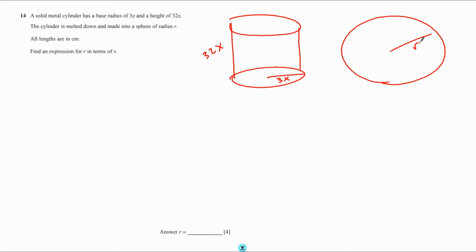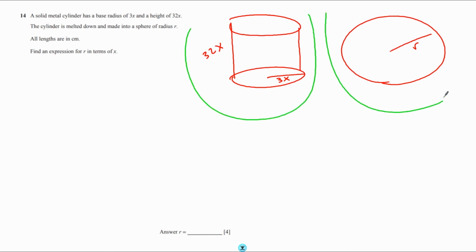The critical point about this question is that the volume of this cylinder would be equal to the volume of that, because they both would have the same material, the same amount of material. So we are just melting the cylinder and making it into a sphere. So the volume still is the same, it's not changing. So if I look at the volume of the cylinder, the volume of the cylinder is area of a base times height.